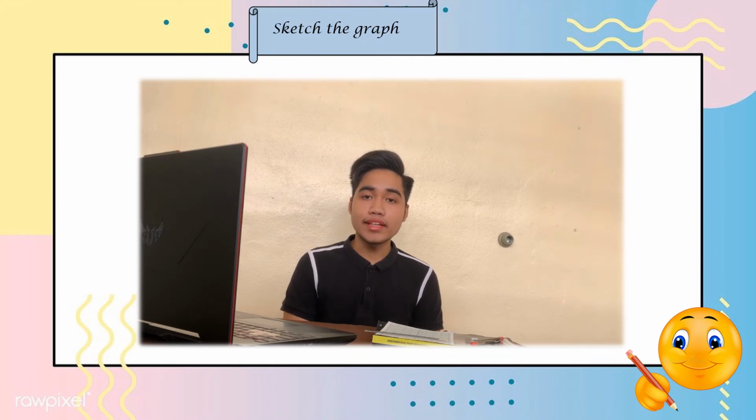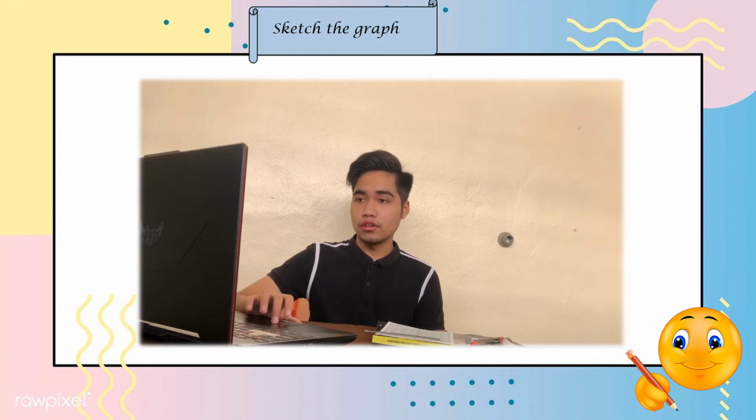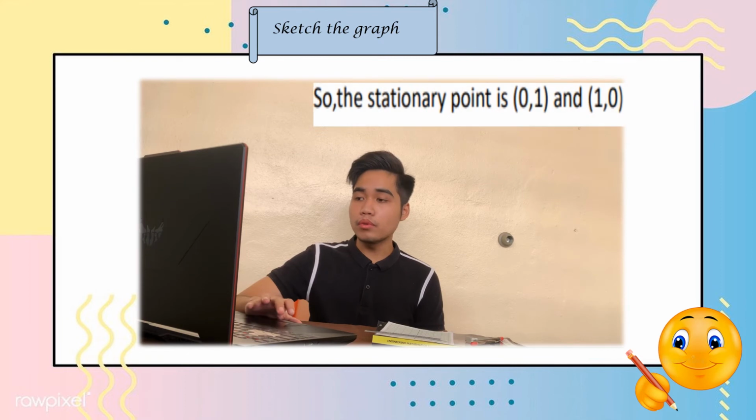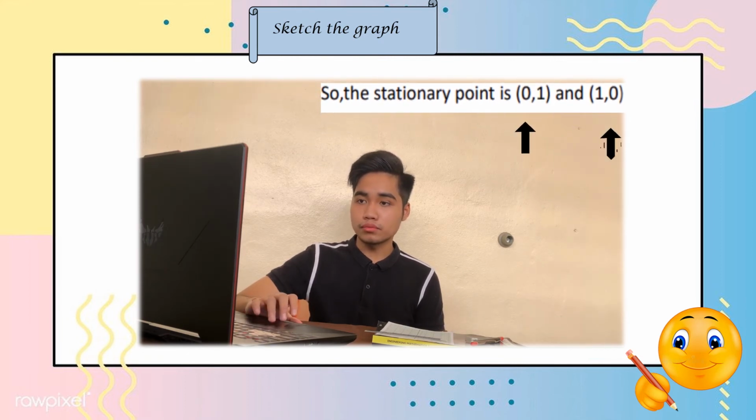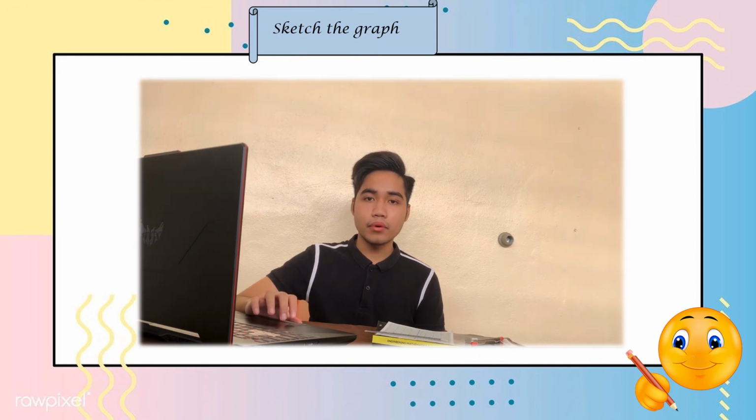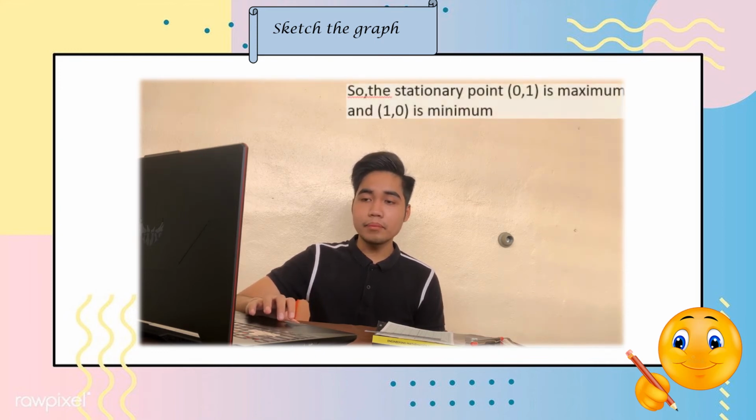The task that I have been given today is to sketch a graph. Before we can sketch a graph, we need to find the stationary points and the nature of the stationary points. The stationary points are (0, 1) and (1, 0). After that, we need to find the nature of the stationary points. As you can see here, the stationary point (0, 1) is a maximum, while the stationary point (1, 0) is a minimum point.